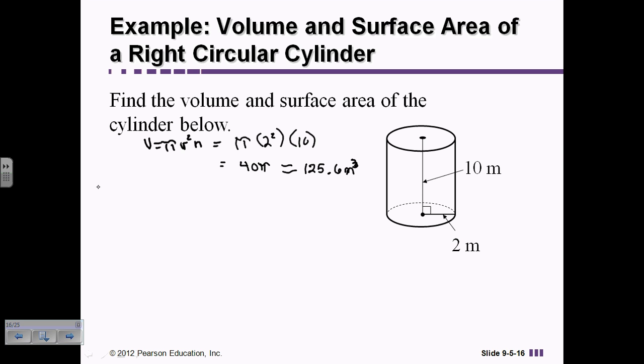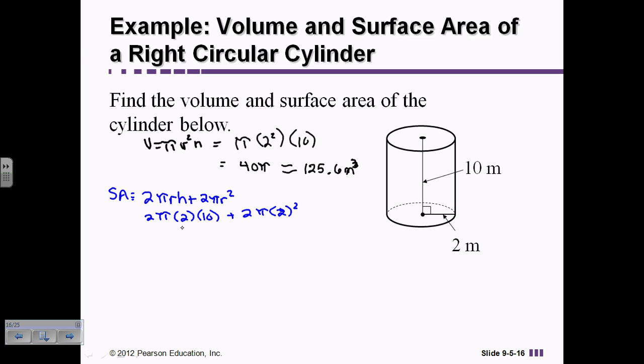Okay, to find surface area, the formula is 2 pi rh plus 2 pi r squared. And again, all I'm going to do is take this information and substitute in. So 2 pi, the radius is 2, the height is 10. Substitute in this information, you get 2 pi, 2 squared.